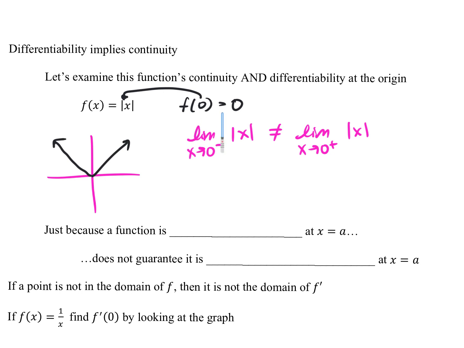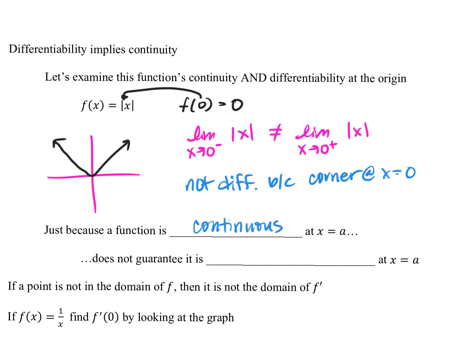So even though it's continuous, we proved it's continuous, because the slope from the left didn't equal the slope from the right, we're going to say it is not differentiable because of a corner at x is 0. Okay, being a little redundant. Continuous and differentiable: just because it's continuous at x is a does not guarantee it's differentiable. I was real redundant.